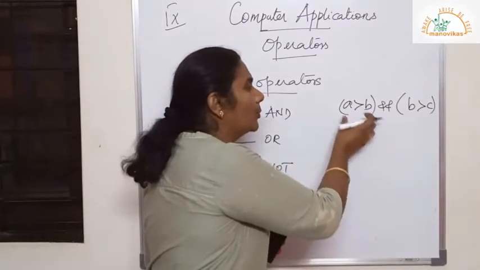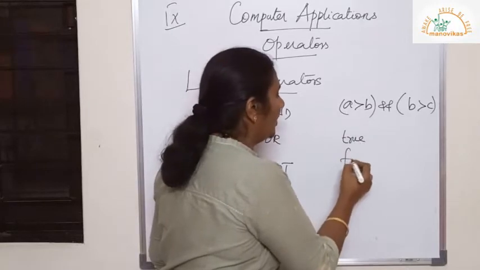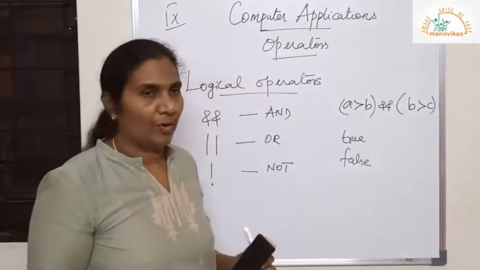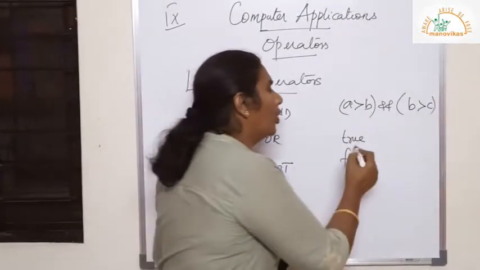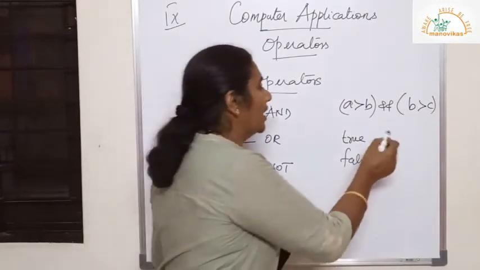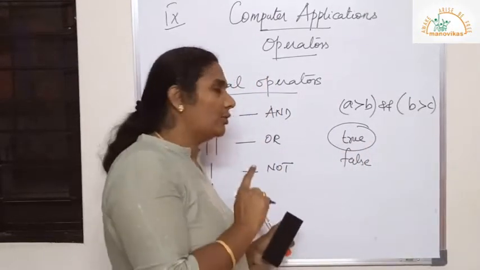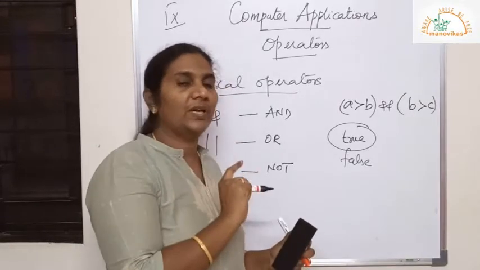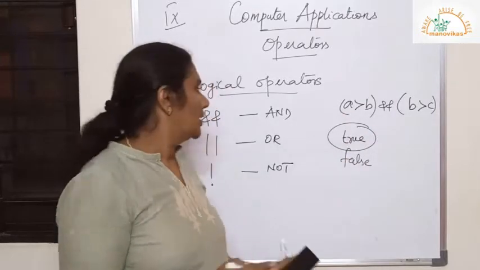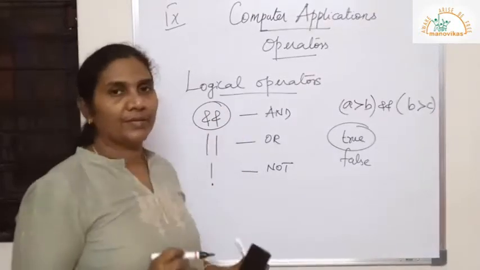What are the possible outputs you can get for this? It can be true or it can be false. Same way, this can be true or false. Now, if both the expressions are giving the result as true, your final output will be true. If at least one of them is false, your entire result will be false. So that is the function of the AND operator.